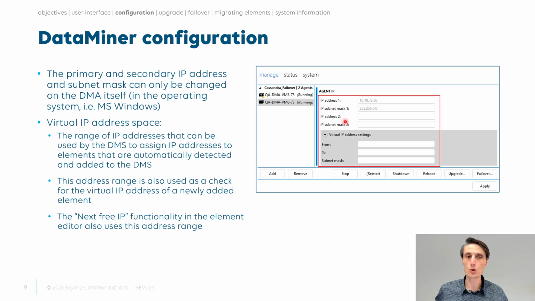You could have, of course, more network interfaces in the operating system. A little bit less important, but there is also a possibility to define a virtual IP address range. That's a range of IP addresses you can reserve for this DataMiner agent, so that elements that are created on this DataMiner agent can use a virtual IP address from this range. We do a check that it's within that range, or you can get the first available free IP address. Or if we automatically add elements, we can automatically assign the next available IP address from this range.